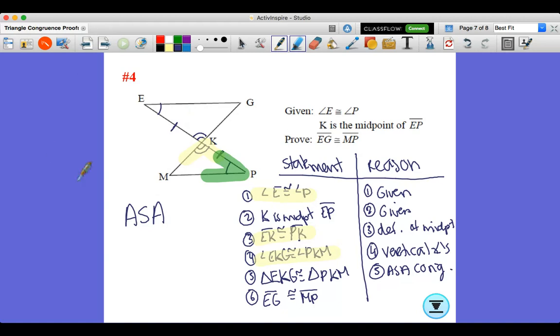Therefore, if these 2 triangles are congruent, which they are, we've proven them congruent, I can say any corresponding part of the triangle must be congruent to its corresponding part on the other triangle. So EG and PM must be congruent by CPCTC. Corresponding parts of congruent triangles, because I already proved them congruent, are congruent. Amazing.